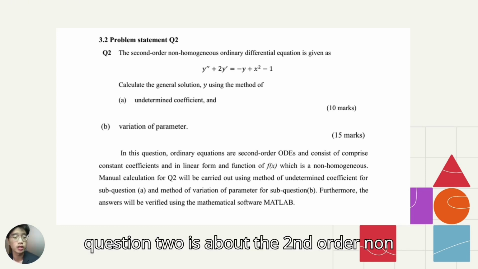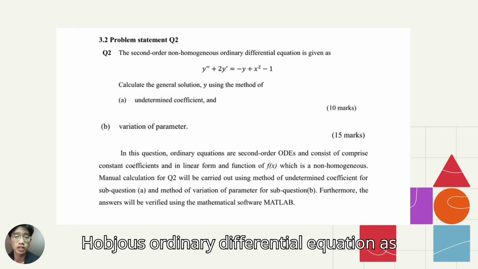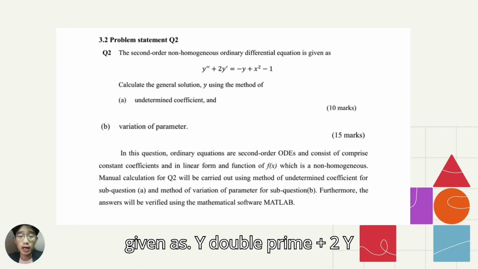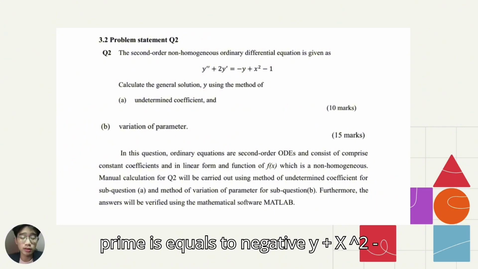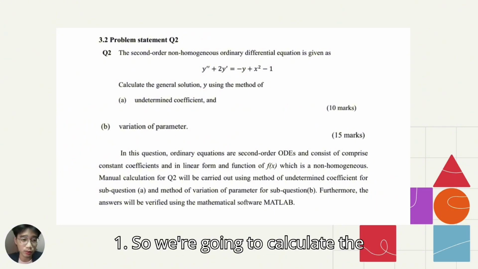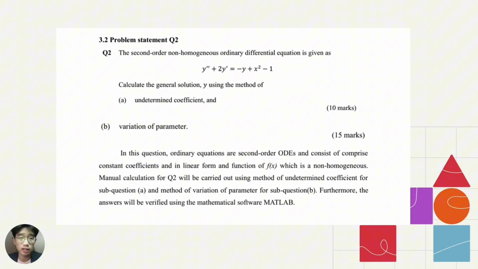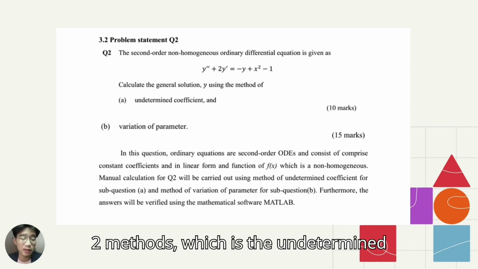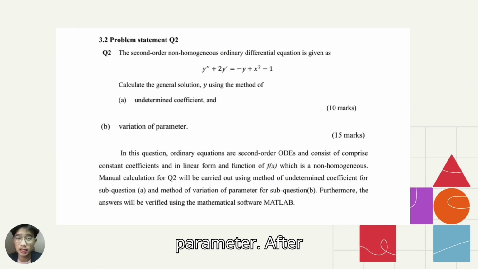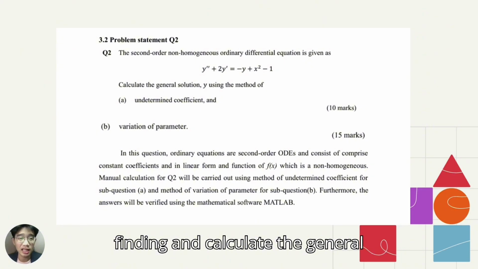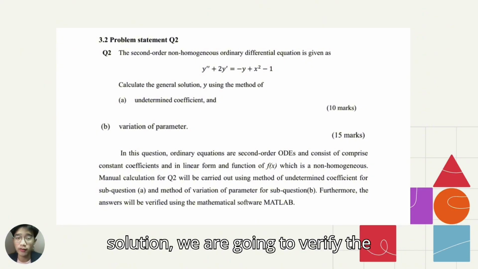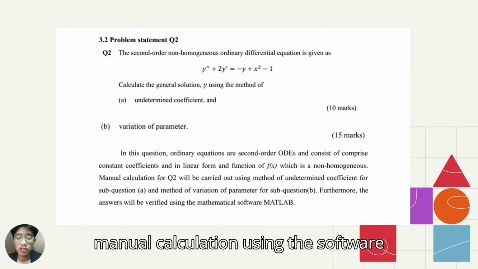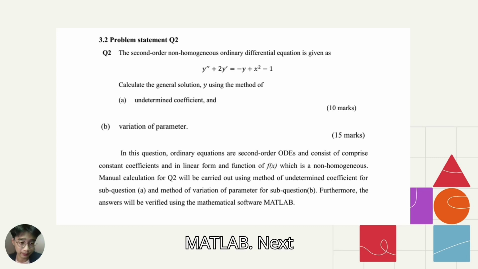Question 2 is about the second order non-homogeneous ordinary differential equation given as y double prime plus 2y prime equals negative y plus x squared minus 1. We are going to calculate the general solution using two methods, which are undetermined coefficients and variation of parameters. After finding the general solution, we are going to verify the manual calculation using the software MATLAB.